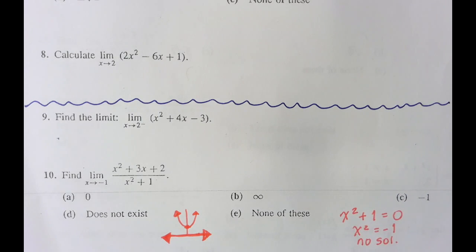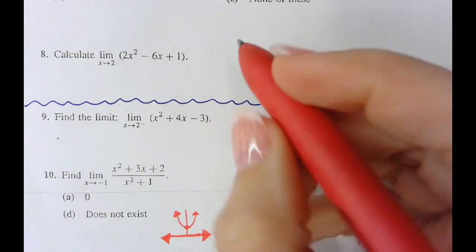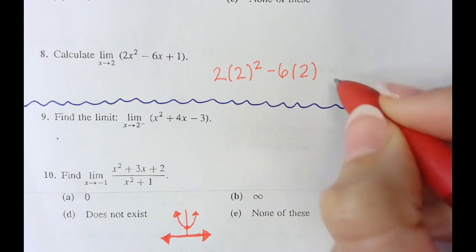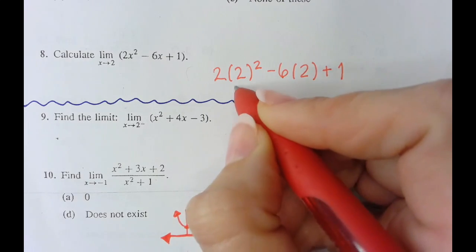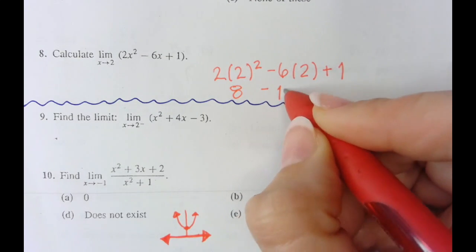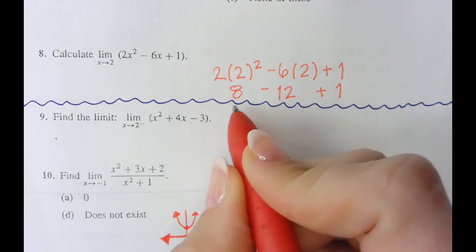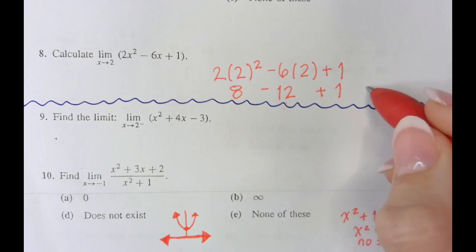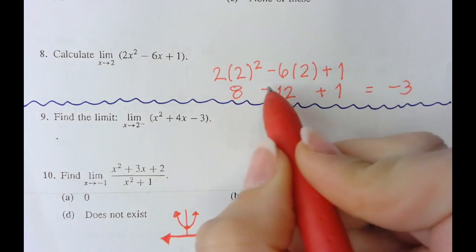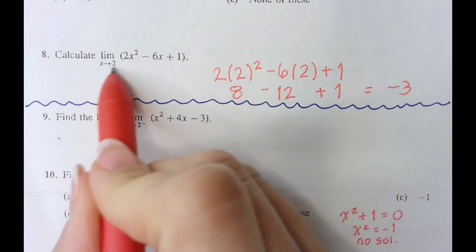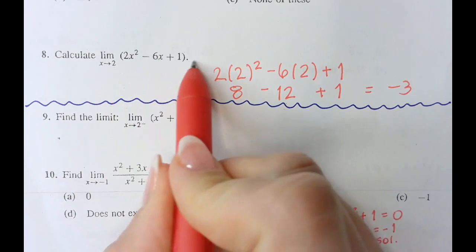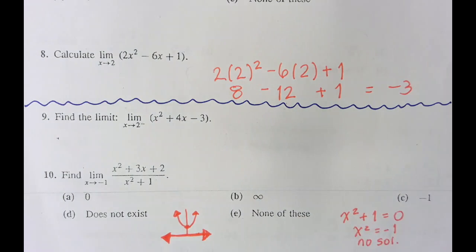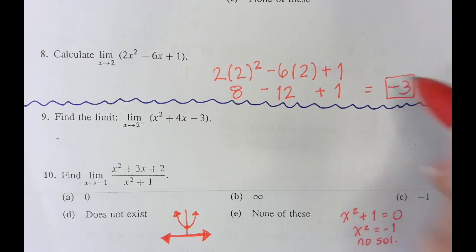If I just plug 2 into this function, I'm going to get 2 times 2 squared minus 6 times 2 plus 1, and that's 8 minus 12 plus 1, and 8 take away 12 is -4, and -4 plus 1 is -3. Now, once I start evaluating a limit and actually taking a limit, you don't have to write limit anymore. But if you were just manipulating this, cleaning this up, doing work with it, you have to write limit every step of the way, okay? So the answer to this is -3.